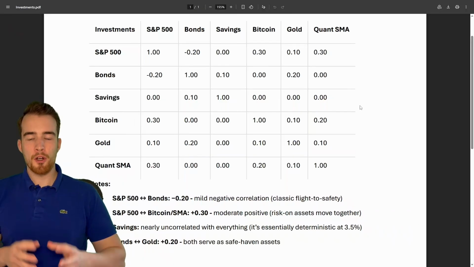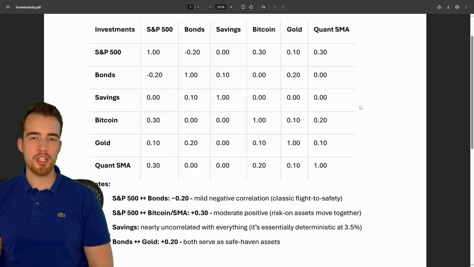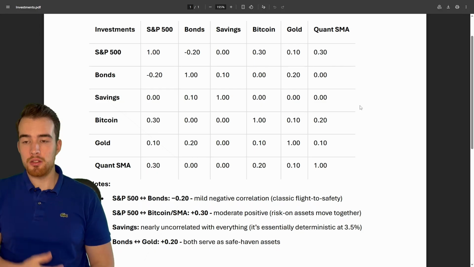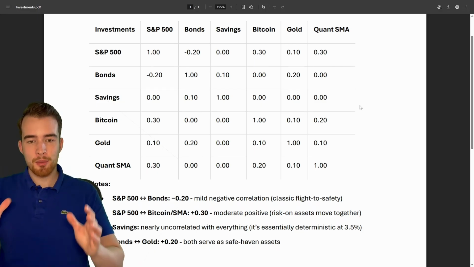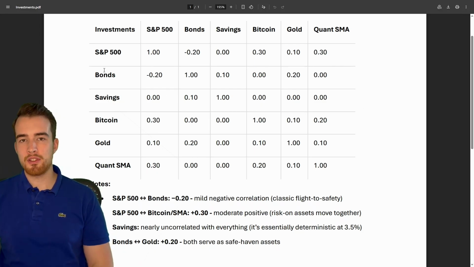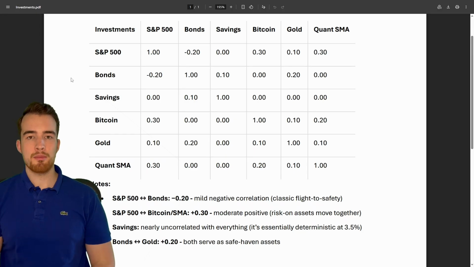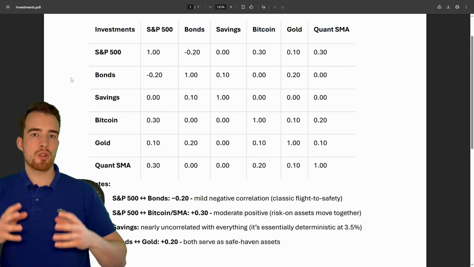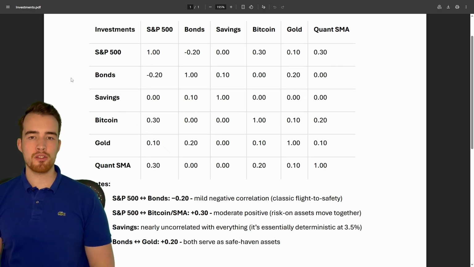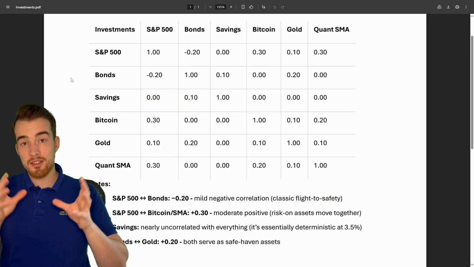And now comes the juicy part, which are the baked in correlations that I've baked into the simulation underlying what you just saw, the charts. So here we have the table of how these investments are correlated with each other. So for example, the S&P 500 and bonds have a negative correlation of 0.2. That means that if one goes up, the other goes down, which simulates basically the flight to safety, that if you have a crash or downturn in stocks, usually people flee to the safer government bonds.